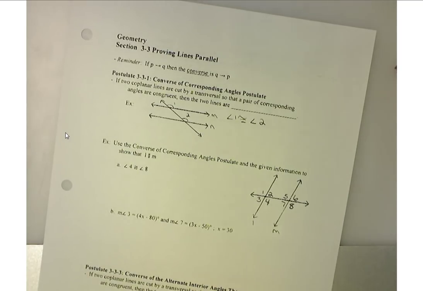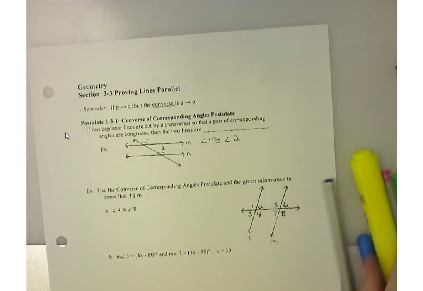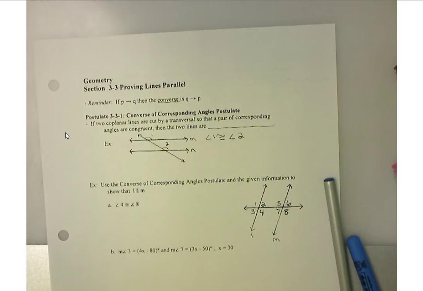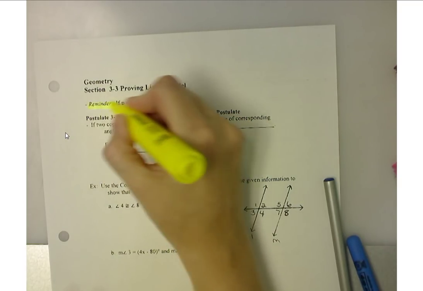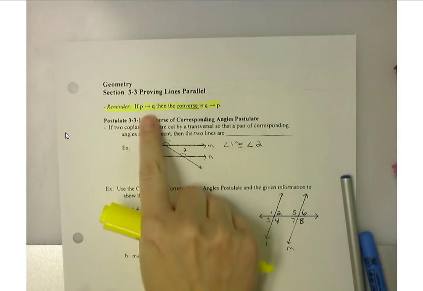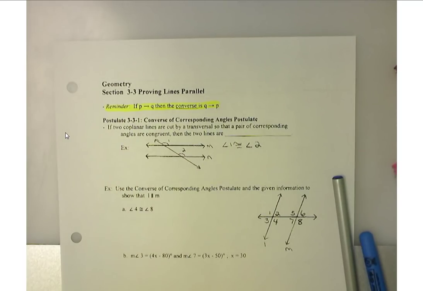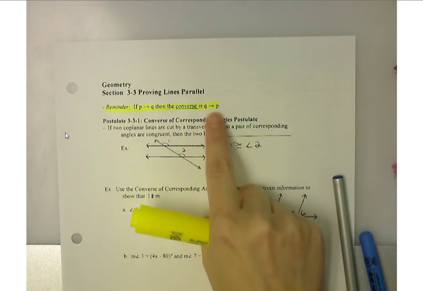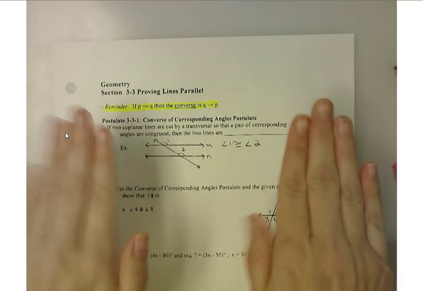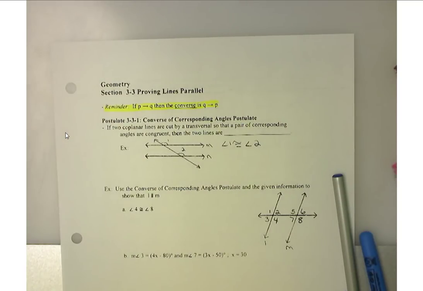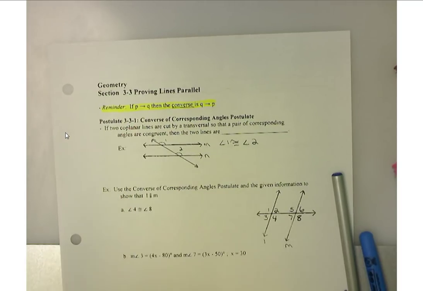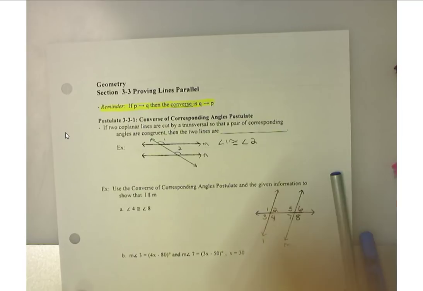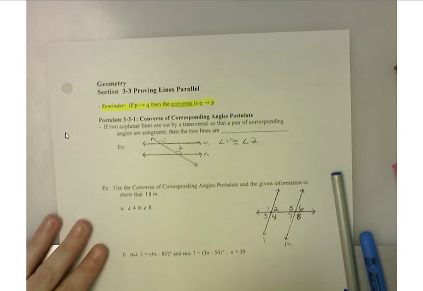When you prove lines parallel, a lot of times what you're going to do is use the converse. So the first thing we're going to talk about today is, what is the converse? Here's our reminder. The converse is, if P then Q, the converse would be if Q then P. So we have P and Q, and for the converse you are going to switch them up. All right, and then our first postulate is the converse of the corresponding angles postulate.